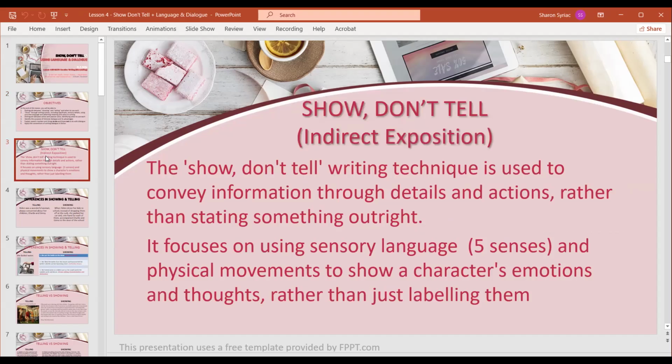So show, don't tell. That means that it's a writing technique where you want to convey information to your readers through details and actions rather than stating something outright. So when you are told to show, don't tell, you are being asked to use the five senses and physical movements to show your characters' emotions and their thoughts rather than just labeling them. So I have some examples here.